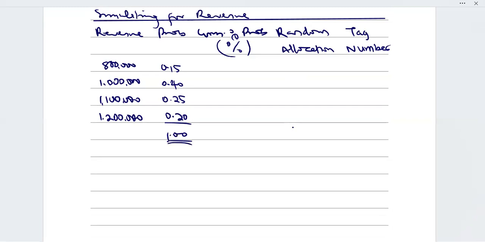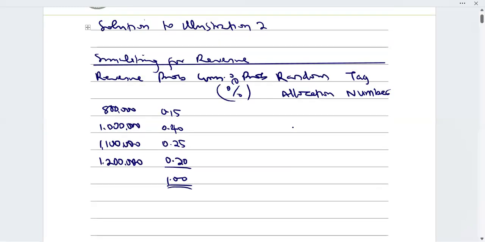So we need to find the cumulative of the probability in percentage. The first probability is 15. 15 plus 40 is 55. 55 plus 25 is 80. 80 plus 20 is 100. That's the cumulative of the probability.